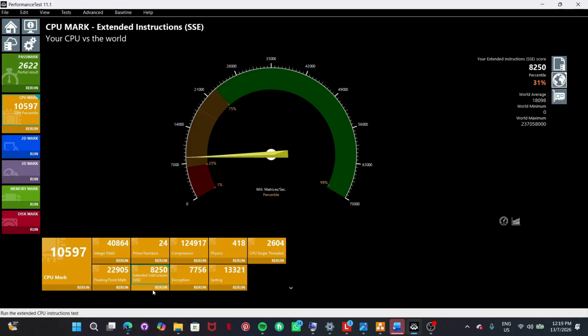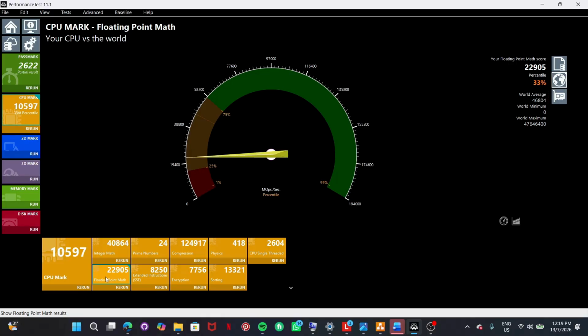For workload B, I reran the floating point benchmark together with the extended instructions benchmark, as you can see. The floating point result in this workload is slightly different from workload A because the benchmark was executed again as a separate workload. Small variations between benchmark runs are normal and may occur due to background processes, processor boost behavior, or system activity during testing.